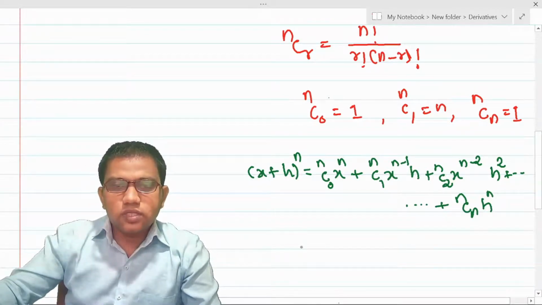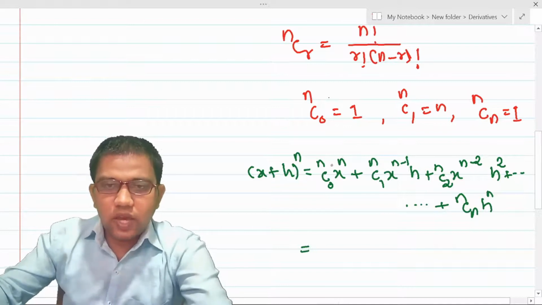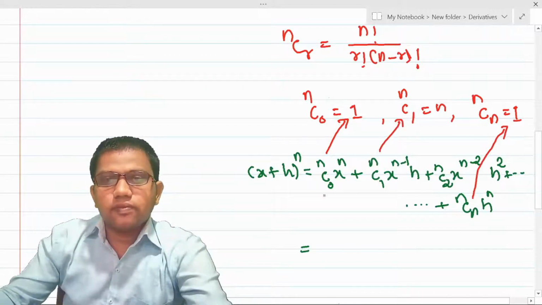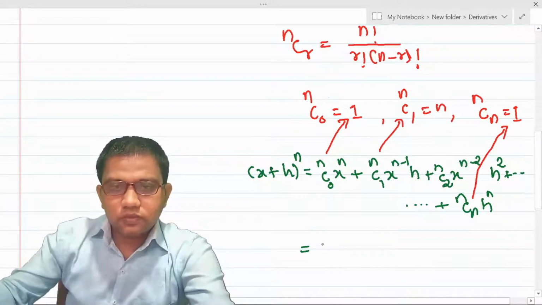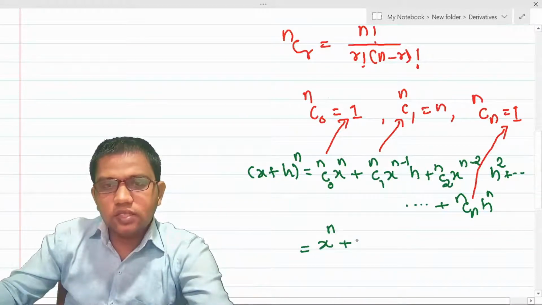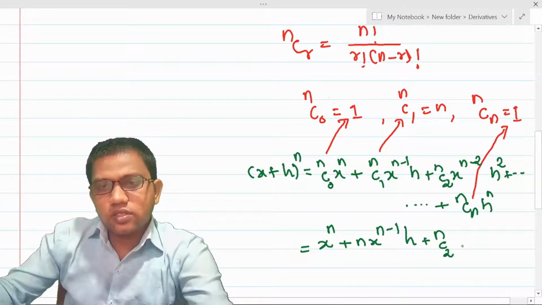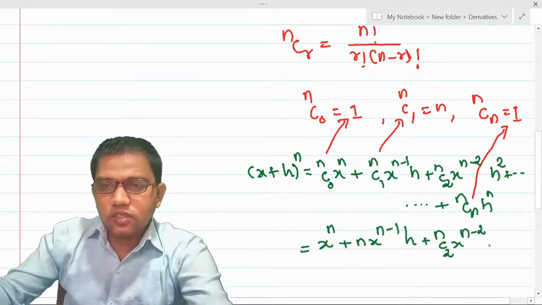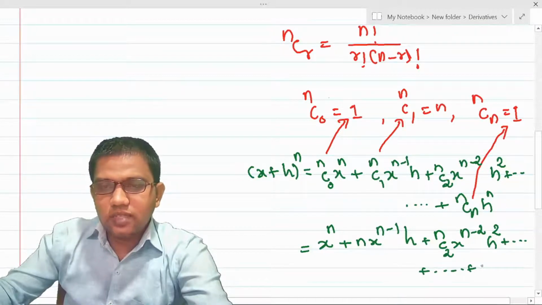And what is the value of this? nC0 is nothing but 1. And what is the value of nCn? This is again 1. nC1 is nothing but n. Replace all these values. So then it is x raised to n, plus n x raised to n minus 1 into h, plus nC2 kept as it is, x raised to n minus 2, h square, plus so on, up to plus nCn, which is 1, h raised to n. That term will get automatically 0 after that.